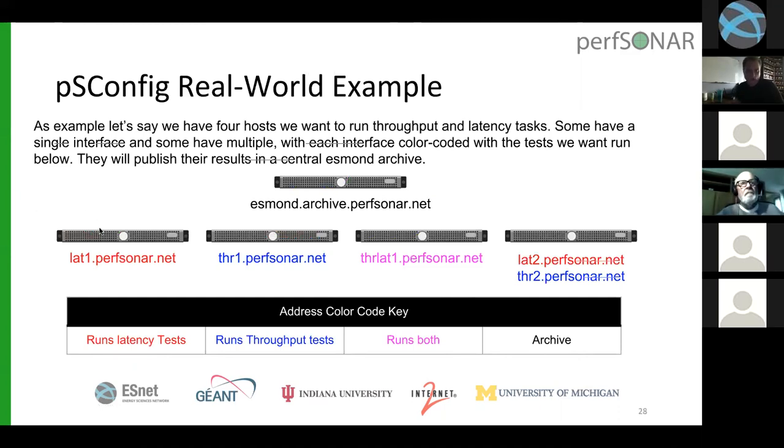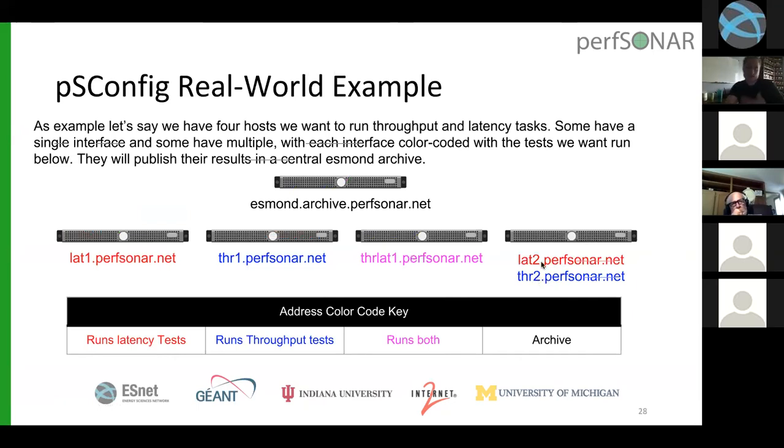Starting all the way over here on the left, one.perfSONAR.net has a single interface. It's going to be just running a latency test. The second host has a single interface. It's just going to be running a throughput test. The third host has a single interface, but it's going to run both throughput and latency out that interface. And a fourth and final host over here actually has 2 interfaces. One it's going to dedicate to latency testing, and one to throughput testing.